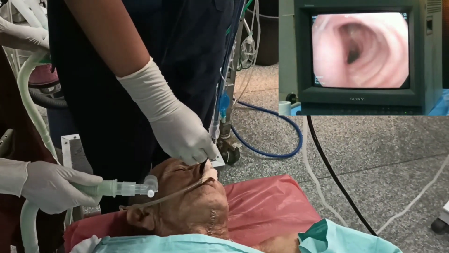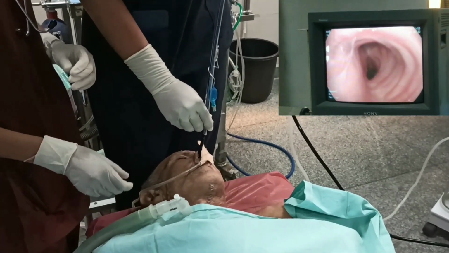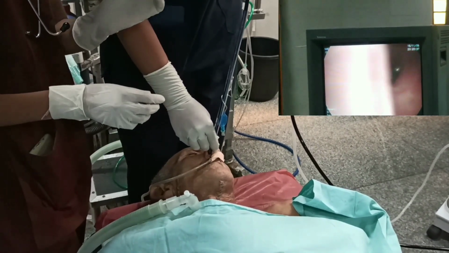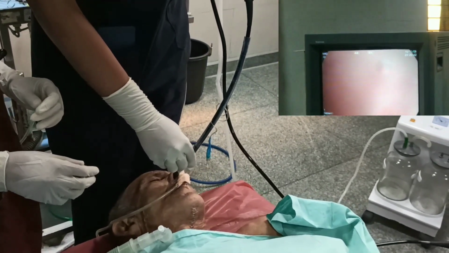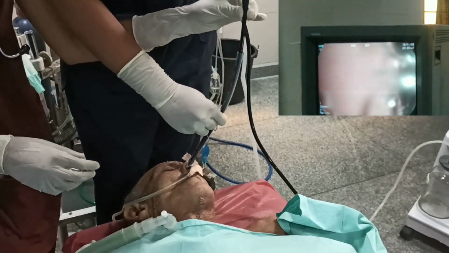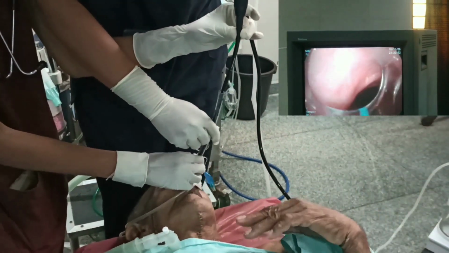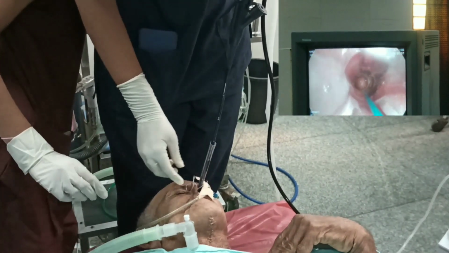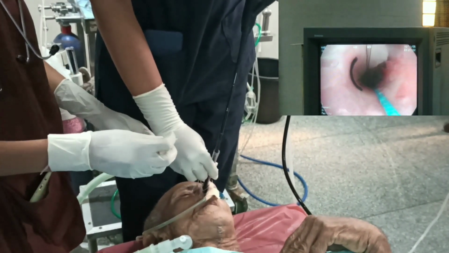Once we reach the carina, keep the bronchoscope steady over it and guide the endotracheal tube over it. Gradually I am pushing the tube. You can see the inner opening of the tube and you can very well see it's not in the bronchus. You will be able to see the radiopaque line of the endotracheal tube while removing the fiber optic bronchoscope.